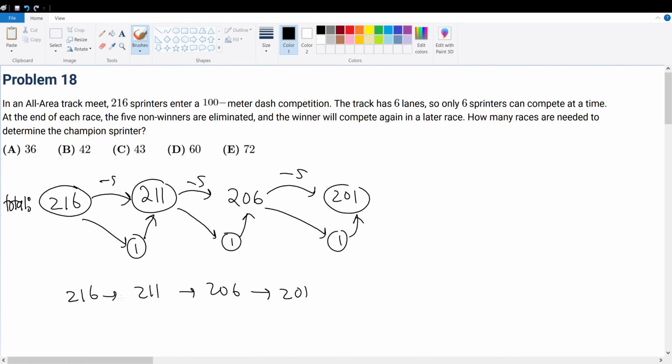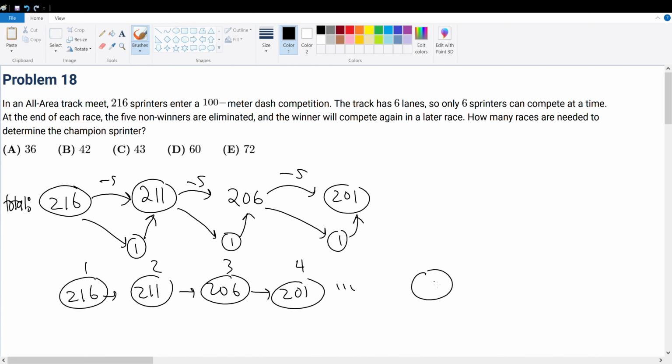Now, this is the total number of people I have to choose from per race, right? So that means this is 1, 2, 3. And I'll get back to the first case in a minute, but assume that to be 1 for now. So that's 4 and so on. So what we're trying to find is how many races we have until we only have one person left, because that one person left would be the winner, right?